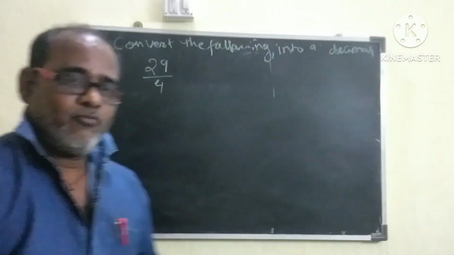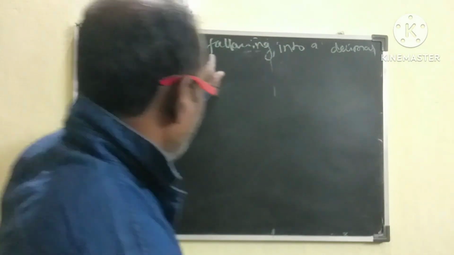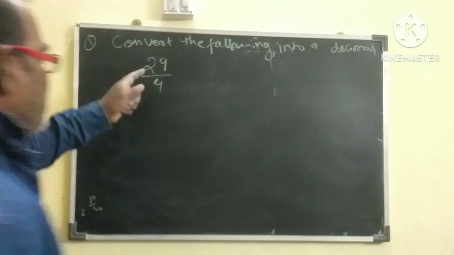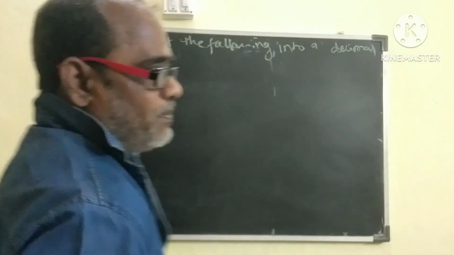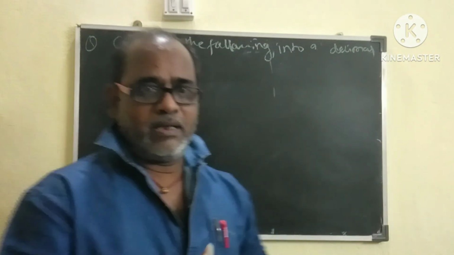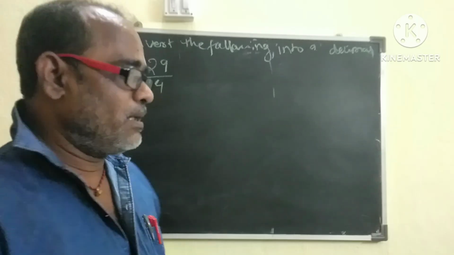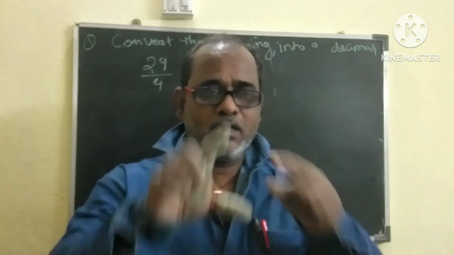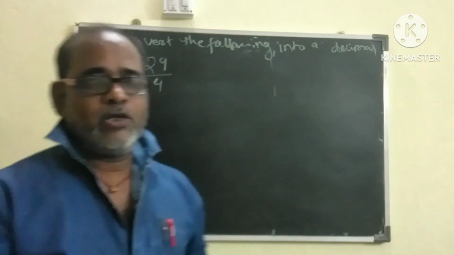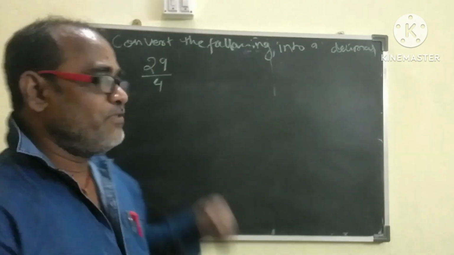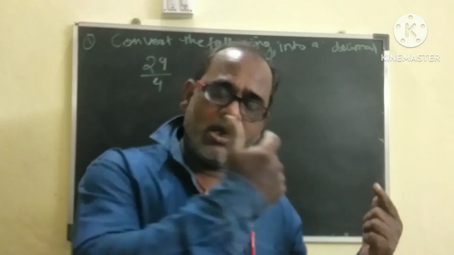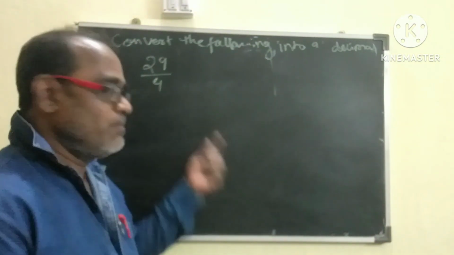Okay, one more question is, convert the following into decimal. It is given in the example, and in the example they have done the division method. So with the help of the division method, they are finding the decimal. I'll make you understand that without the division method, we can also complete it in decimal form.